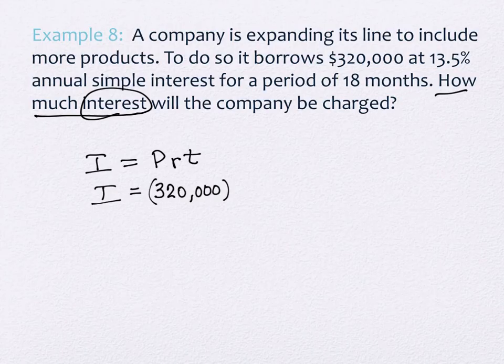R is going to be related to the 13.5, okay? So R is the interest rate, but 13.5 is a percent. But the R that goes into the problem needs to be the decimal version. So what is the decimal value that's associated with the percentage 13.5?